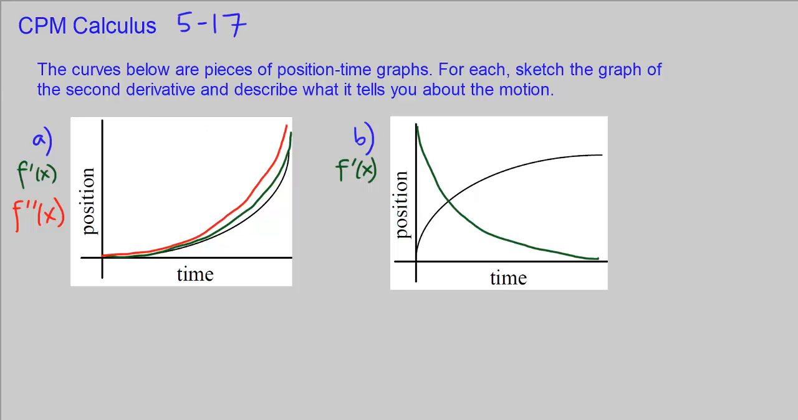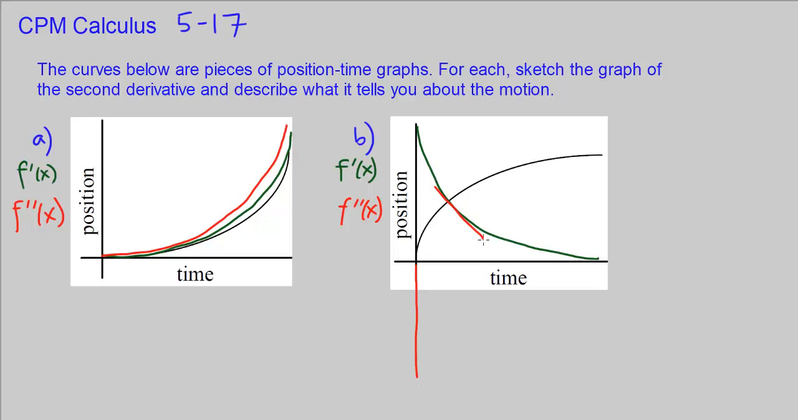So let's go ahead and take a look then at the second derivative. Now we're looking at the slope of this one, but now look at it. This original slope is very, very steep, but it's going down. It's in the negative direction.